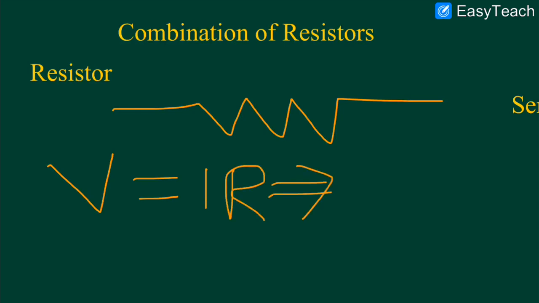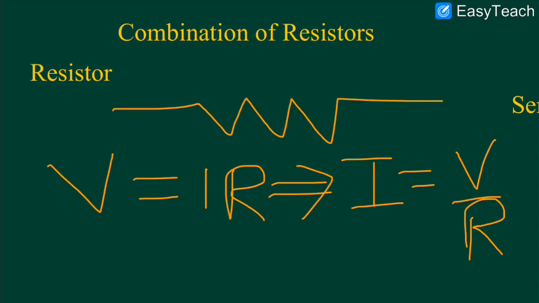From this, I can write I is equal to V by R. So current, apart from depending upon the potential difference, also depends upon the resistance of the circuit. If we increase the resistance, current will decrease, and if we decrease the resistance, current will increase. So current will change with the change in the resistance.